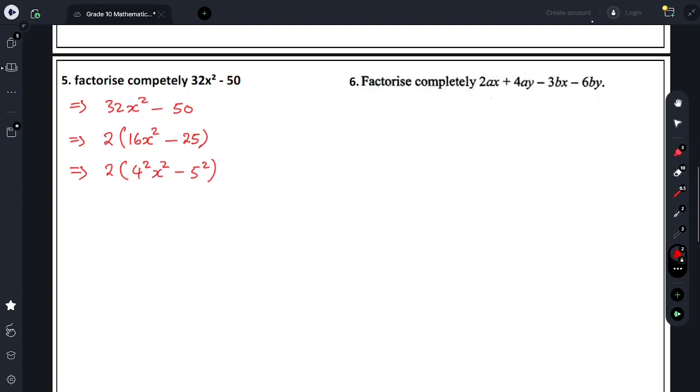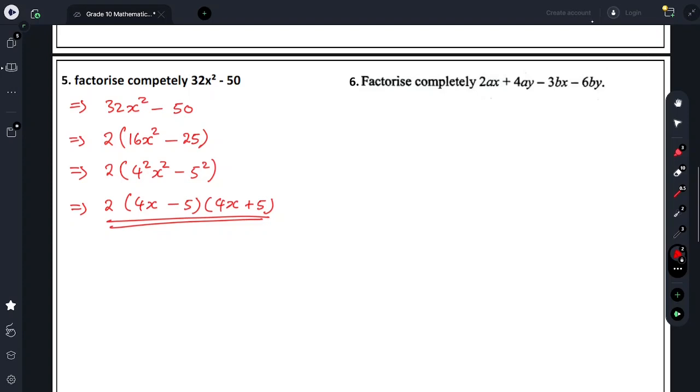So you see that now this is a difference of 2 squares. So we'll continue. Here we'll say 2, then we can further factorize by saying 4x minus 5, then open brackets again, 4x plus 5. So that's how it can be factorized completely. Then we can move to the next one, which is 6. Factorize completely.